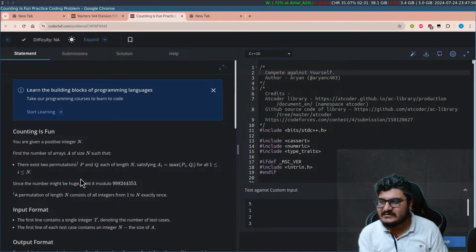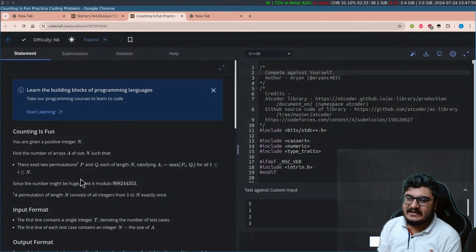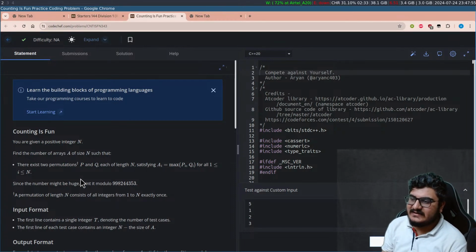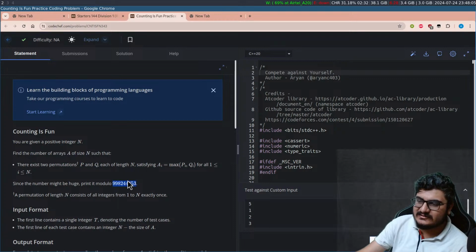So Counting is Fun. It says you are given a positive integer n. Find the number of arrays A of size n such that there exist two permutations P and Q, each of length n, satisfying A_i equal to max of P_i, Q_i for all i. The number can be large, so count it with some modulo.